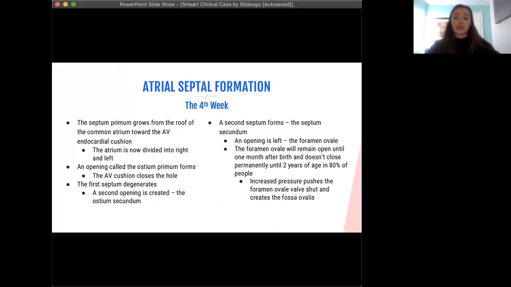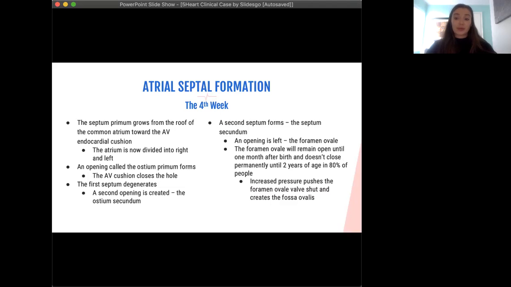So the 4th week of development is critical for the fetus because that's when the atrial septum begins to form. The septum primum begins to grow from the roof of the common atrium down toward the endocardial cushion that separates the atria and the ventricles. A lumen is left by the first septum, or septum primum, and this is called the ostium primum. So the first hole left by the first septum is the ostium primum, which allows for communication between the atria.